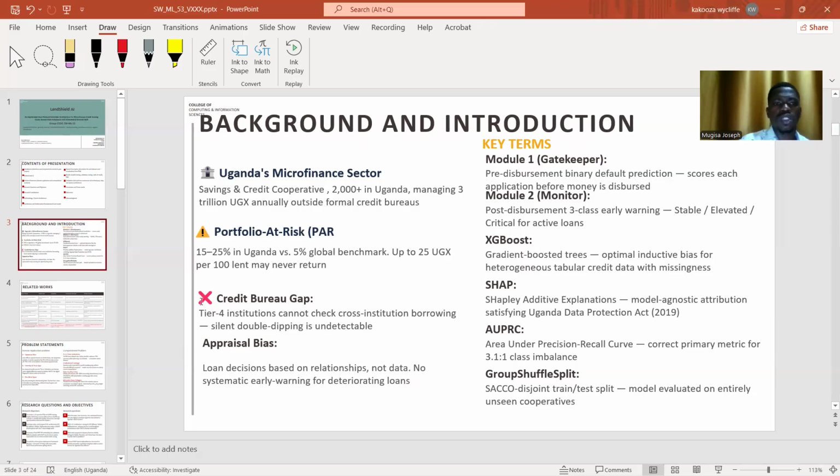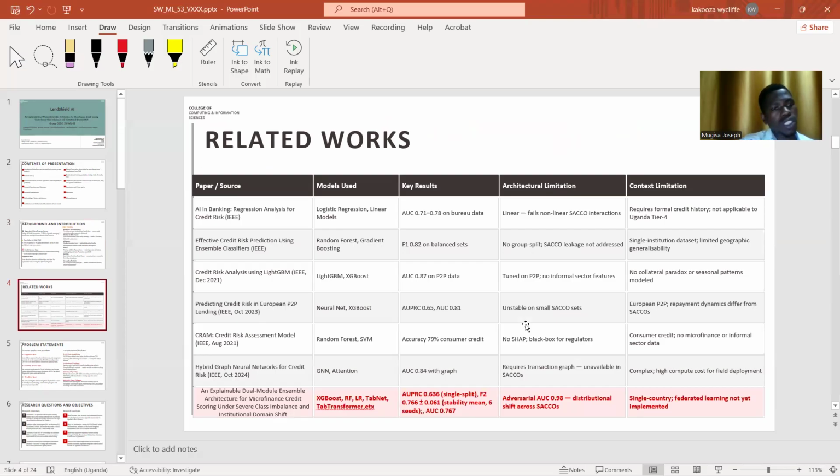These statistics are reported as per Bank of Uganda, and these are some of the terms that we are going to meet. Module 1, which is our application gatekeeper, scores loan applications before loans are disbursed. Module 2 is the loan monitor, which classifies the running loans as stable, elevated, or critical. Stable is a normal loan, elevated is in the middle, and critical loans are those you have to take seriously and act on, but the model will be able to suggest the actions for you to do. Then this is the model that our experiments produced as the best model for this kind of problem. Then SHAP is a mechanism we are using to explain every prediction that our model makes, because that is necessary by the regulations.